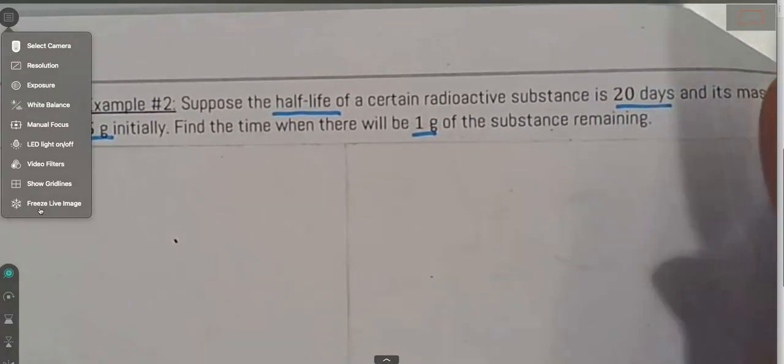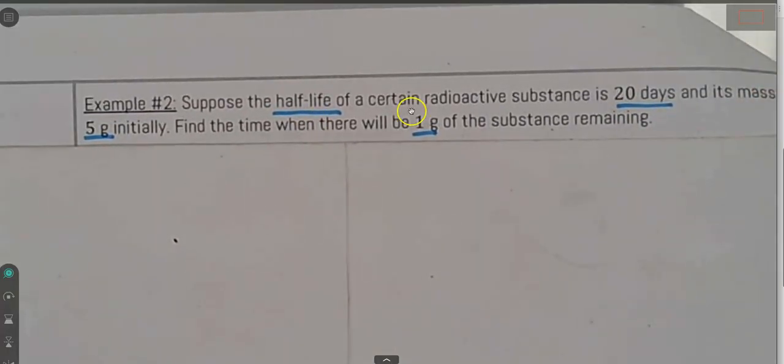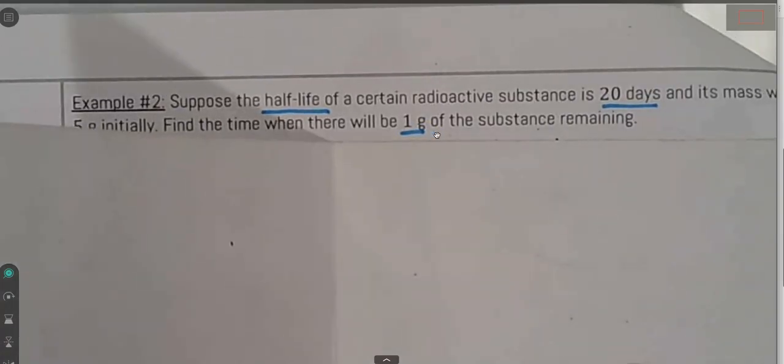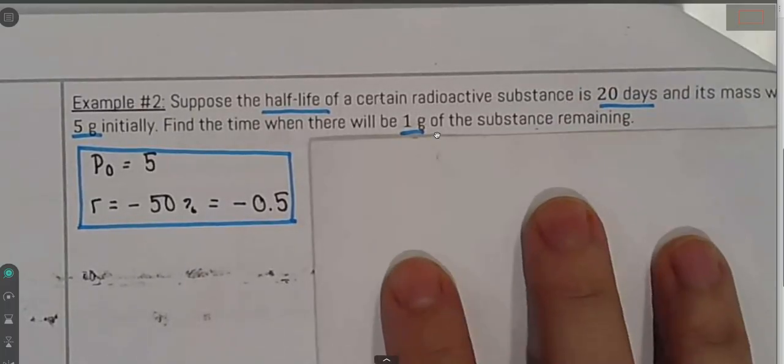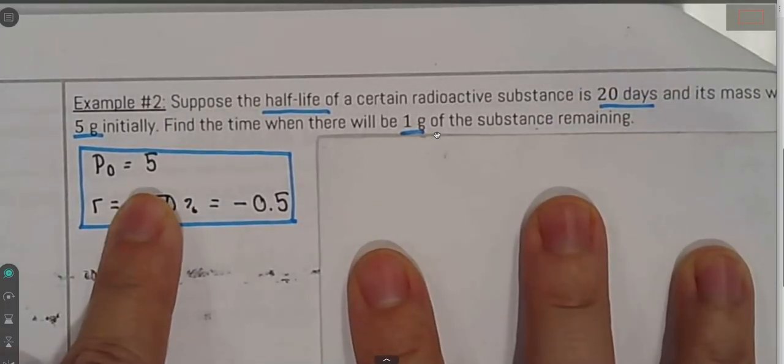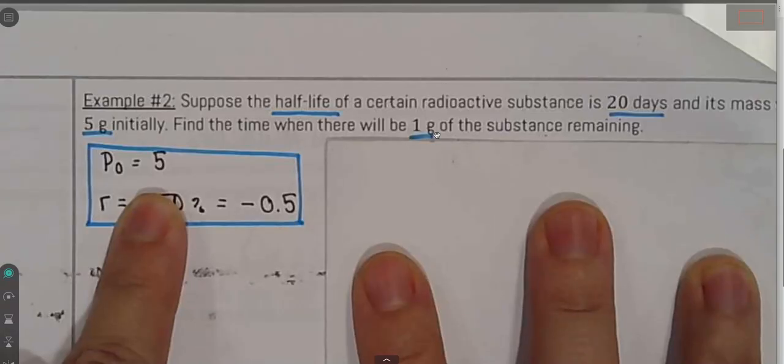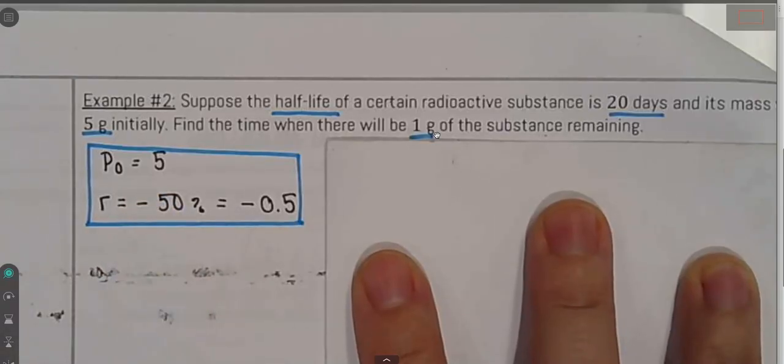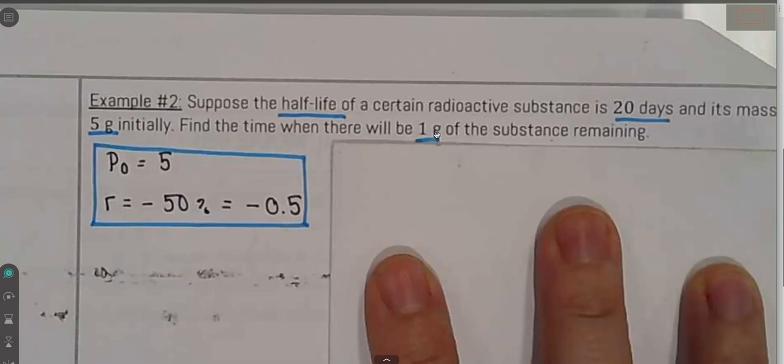Okay, example number 2. Suppose the half-life of a certain radioactive substance is 20 days and its mass is 5 grams initially. Find the time where there will be 1 gram of the substance remaining. Okay, so to start, our initial amount is 5 grams, and in this case, the rate is negative 50%.